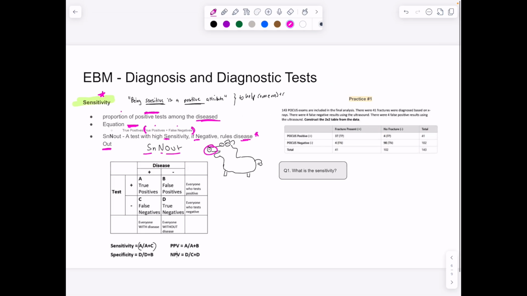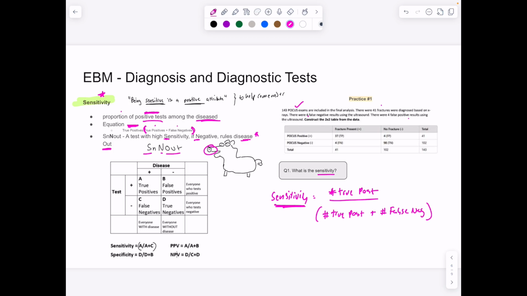All right, so here we have an example. We have 143 POCUS exams included in final analysis. There are 41 fractures diagnosed and 4 false negatives. There are 4 false positives overall. So what is the sensitivity of this test? All right, well, sensitivity, again, is proportion of positive tests among the disease. So sensitivity is equal to the number of true positives divided by the number of people with the disease, so number of true positives plus the number of false negatives.